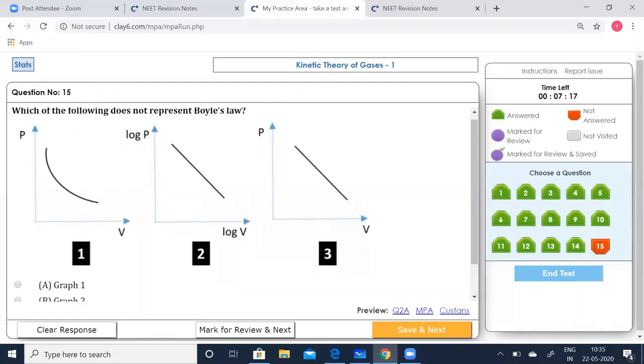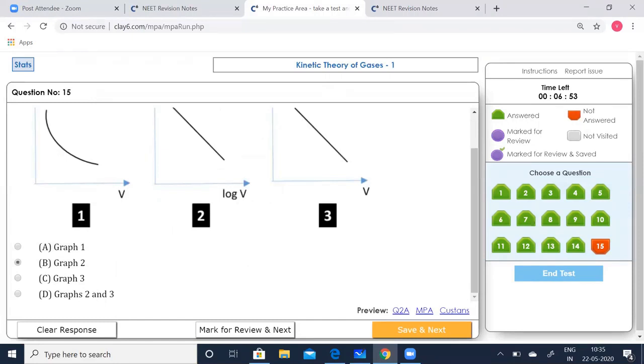According to Boyle's law, PV is equal to constant at any constant temperature. Now, this can be represented by log P plus log V is equal to log K, which is going to be a constant. So log P and log V, that is now going to be a constant, right? That's represented by the second graph. So graph 2 is correct. So click that and save that.